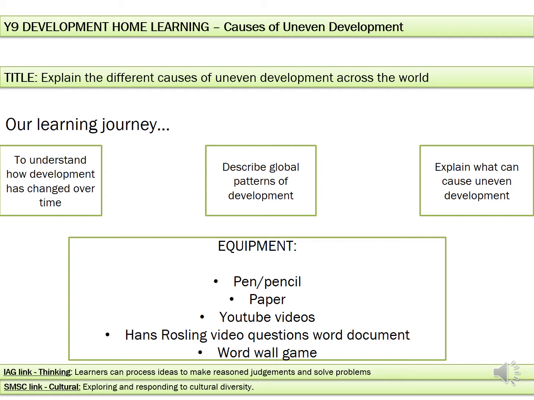The first thing we need to do is look at how development has changed over time, because it is not a static concept. It has changed since the Industrial Revolution, since before that, and it is still changing today. We're then going to focus on a key geographical skill of being able to describe the global patterns of development. And then finally, we're going to explain what can cause uneven development.